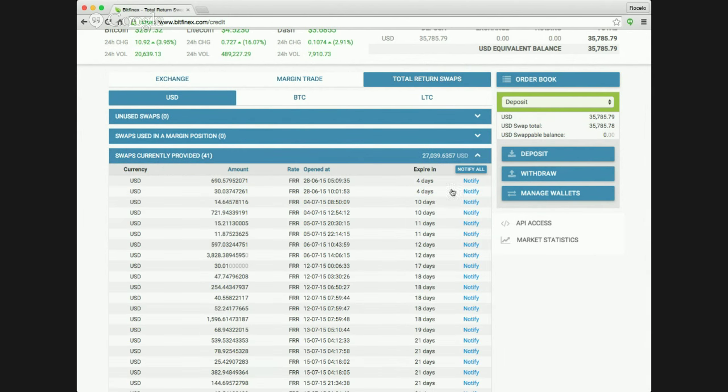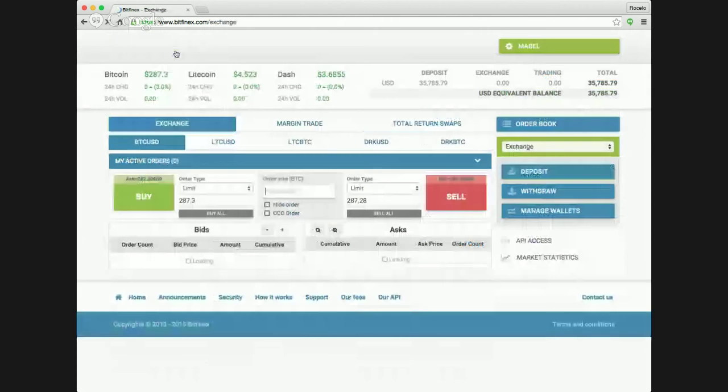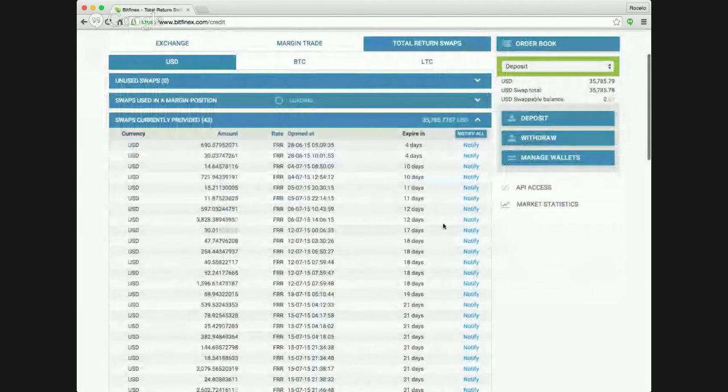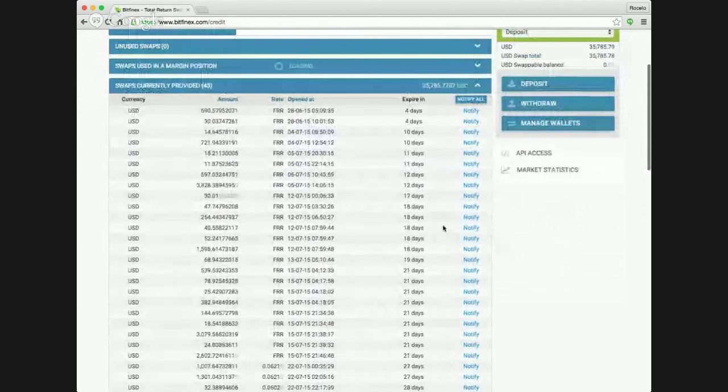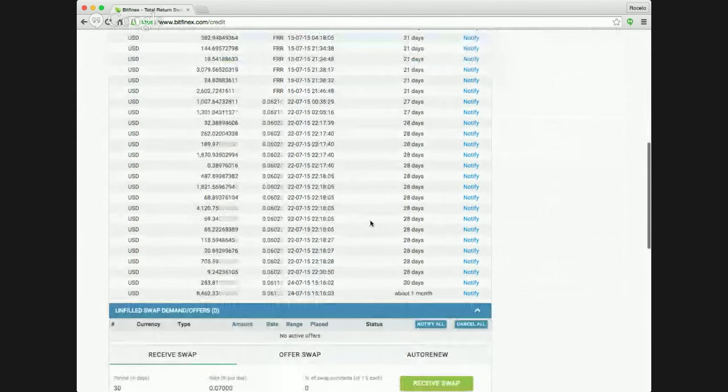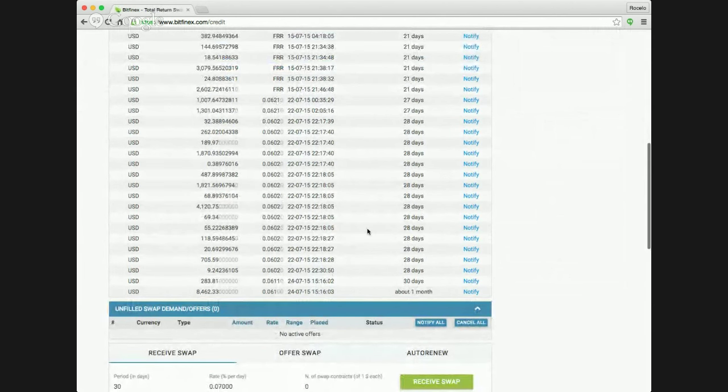Here we have now, as you can see, let me reload it. Okay, total swaps, total return swaps, and here we go. Here are all my contracts available. As you can see, this is the FRR, the flash return rate that people are paying, which is 0.07%, for example. Then we have the other one, 0.062 and so on, going down. The last one that we just did, 8,462, is for about a month because I chose 30 days.